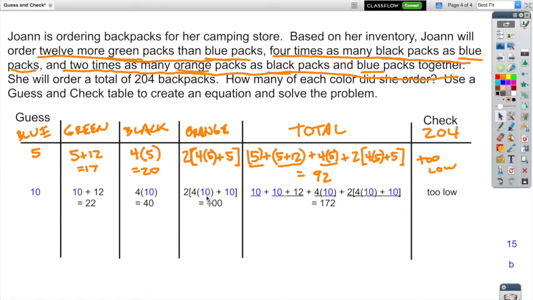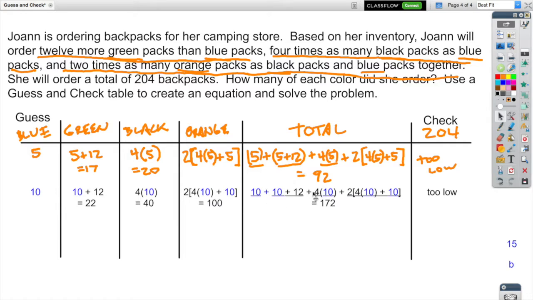And orange, this was the complicated one. So we've got 2 times, in these brackets, 4 times 10, which was the black backpacks from here, plus 10, which was the blue backpacks. Black and blue combined, doubled, was the orange. Got 100.